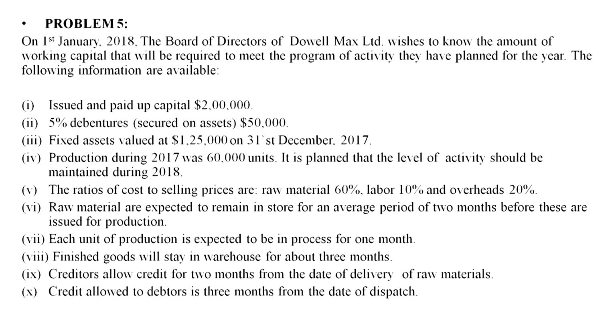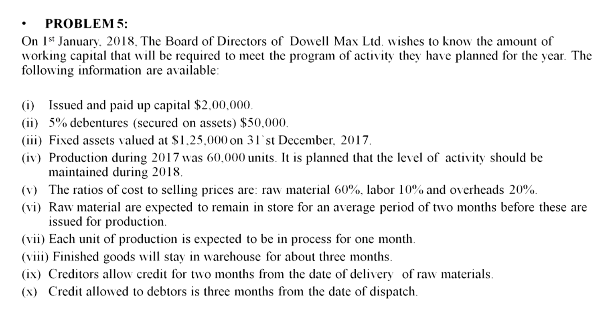Raw materials are expected to remain in store for an average period of 2 months before they are issued for production. Each unit of production is expected to be in process for 1 month, so work in process is for 1 month. Finished goods will stay in the warehouse for about 3 months, so the finished goods conversion period is 3 months. Creditors allow credit for 2 months from the date of delivery of raw materials, so supplier's credit is available for 2 months.